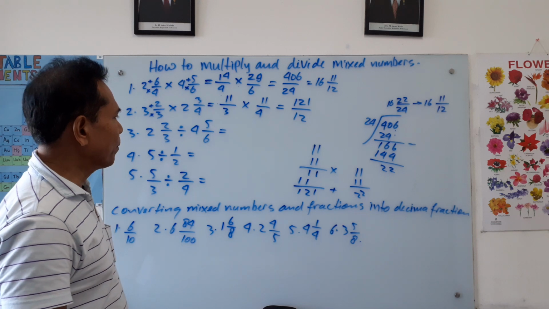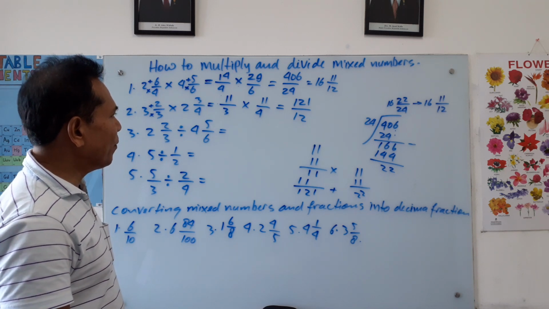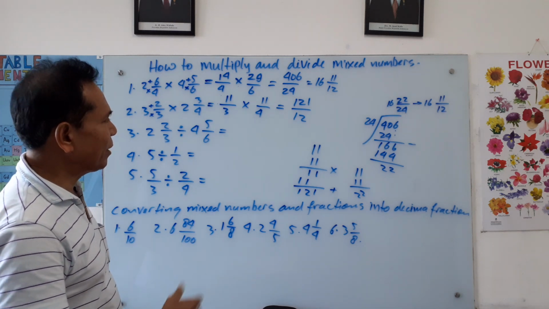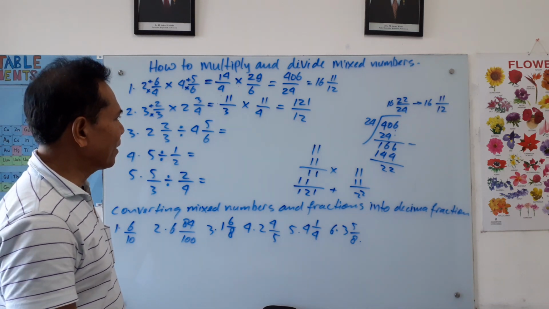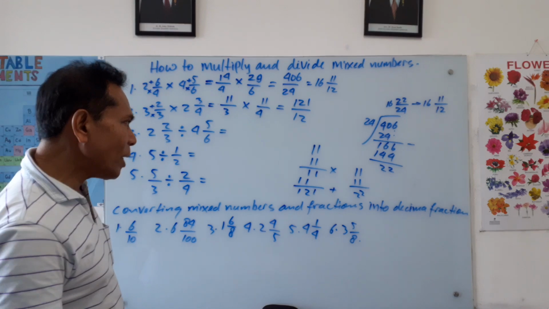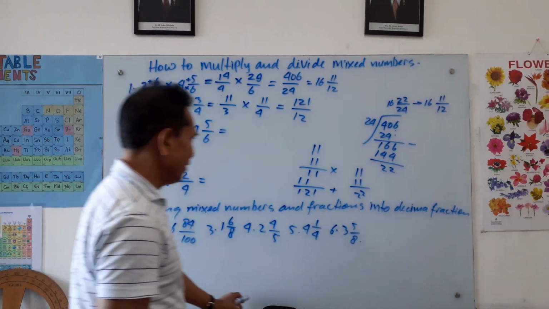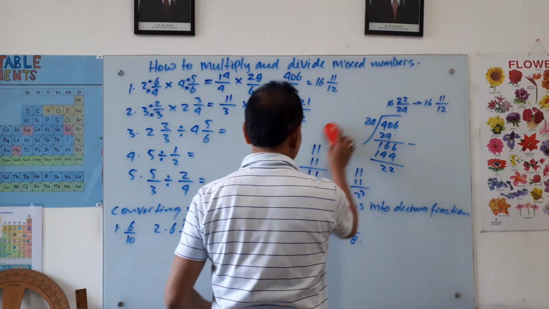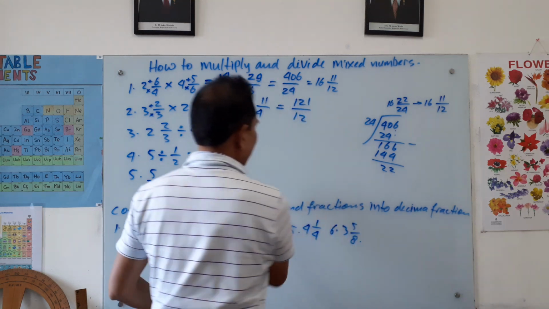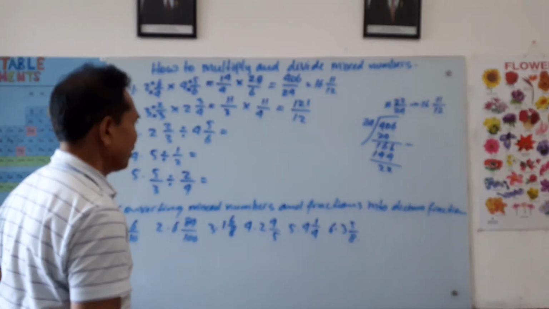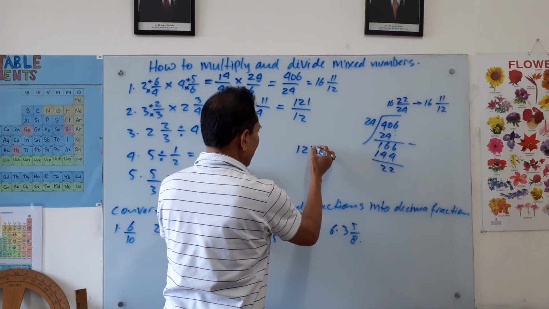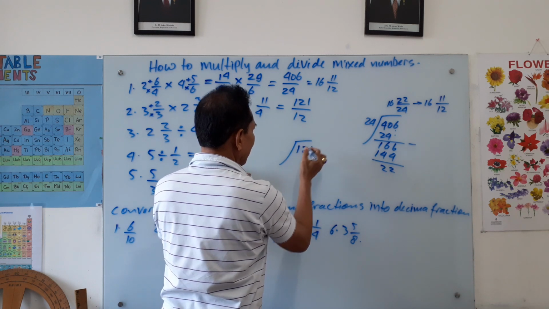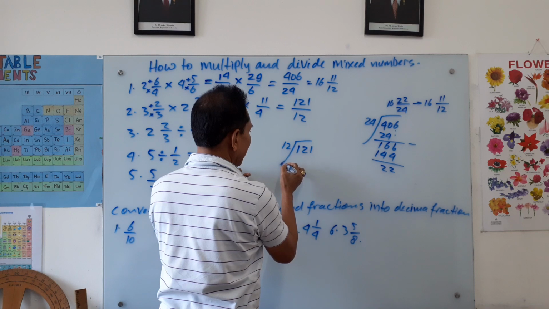You have done it. Can you simplify that? If you want to simplify it, you can go ahead. If you don't, just leave it like that. But we can try. I need to erase this so we have space. So we take 121 divided by 12.